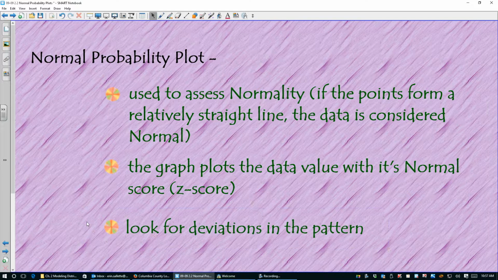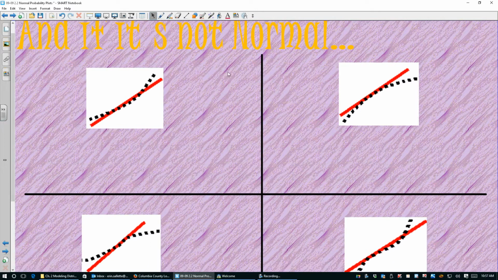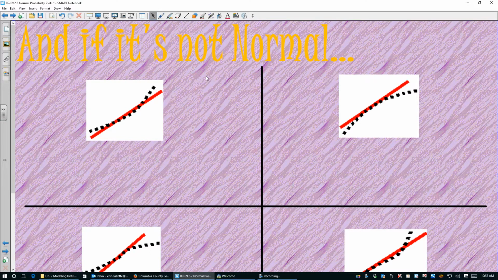So we look for deviations in the pattern. If it doesn't form a straight line, we're curious as to what pieces don't follow the straight line, and the shape that it does form can tell us about the shape of the distribution and why it doesn't fit the normal probability approximation. So here are some examples of how it would not be normal.